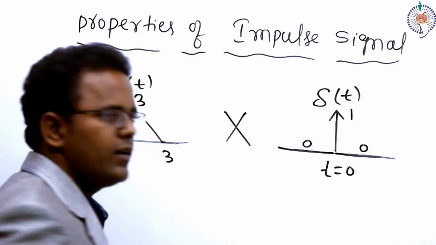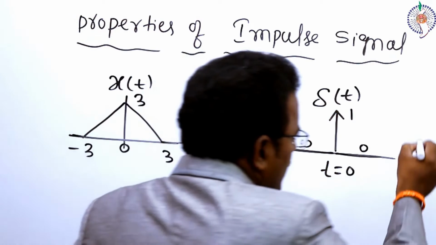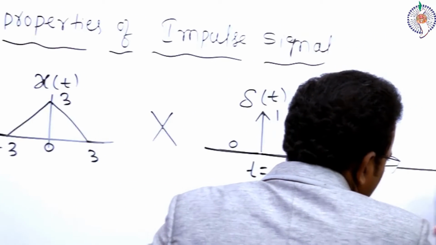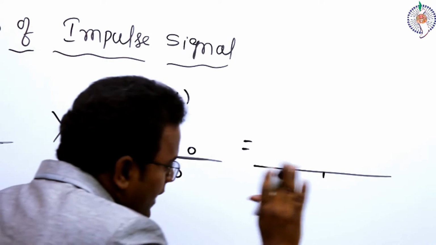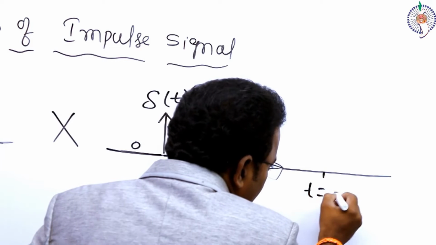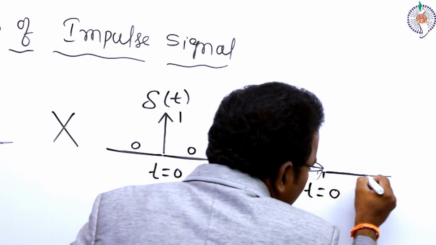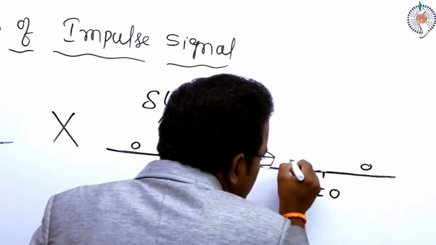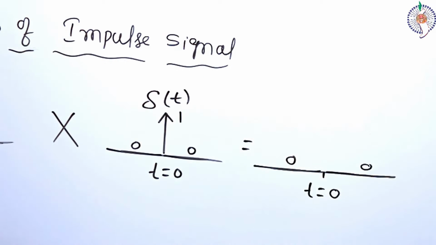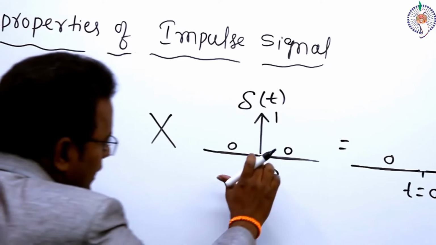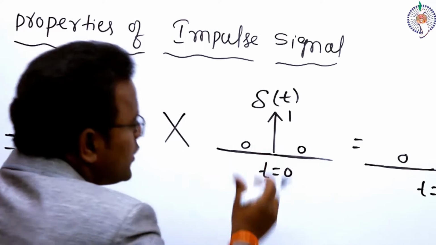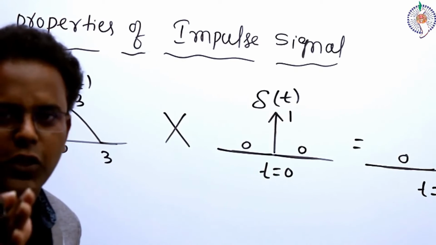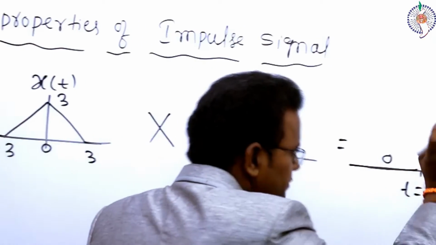Nothing is mentioned means 1, that is area is 1. Now I will get some resulting signal. I don't know what signal is coming, but I can clearly say that the resulting signal is 0, whether t value 0 plus or 0 minus. Why am I saying that? Because the impulse signal values are 0, either 0 plus or 0 minus. If we multiply 0 with any signal, obviously 0.